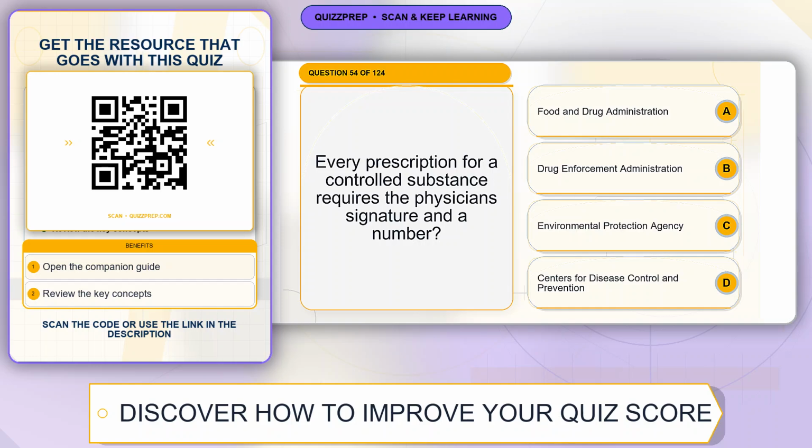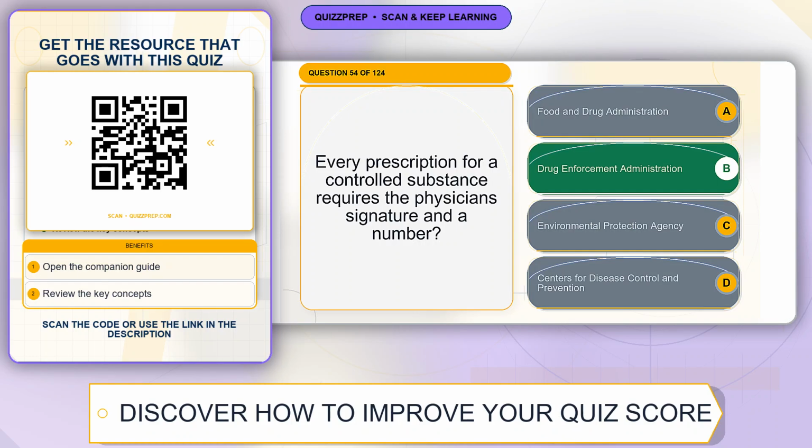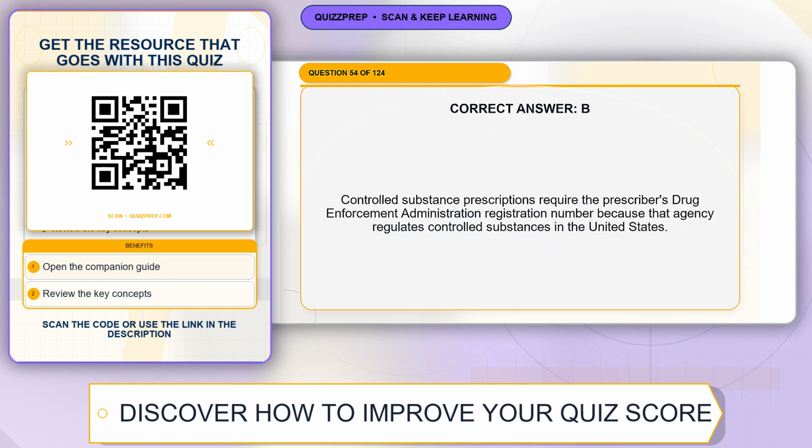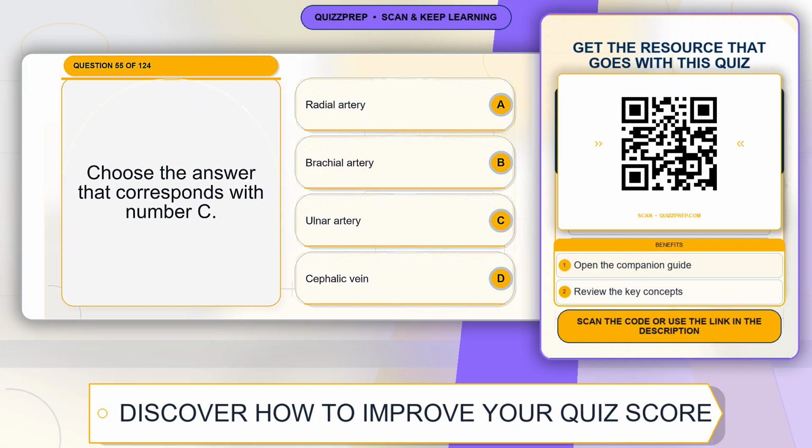Option D, Centers for Disease Control and Prevention. The correct answer is option B, Drug Enforcement Administration. Explanation: controlled substance prescriptions require the prescriber's Drug Enforcement Administration registration number because that agency regulates controlled substances in the United States. Question 55. Choose the answer that corresponds with number C.